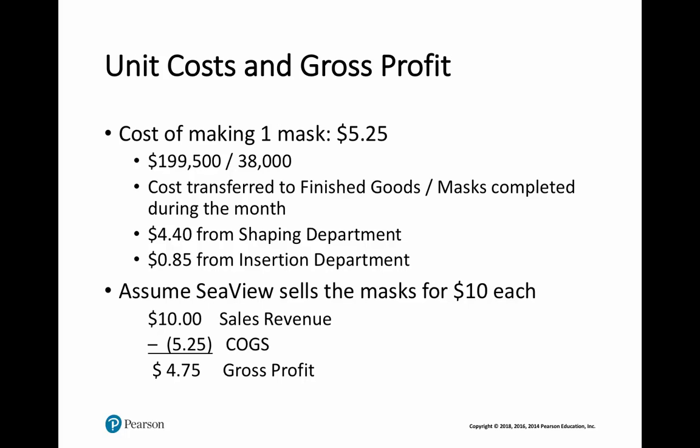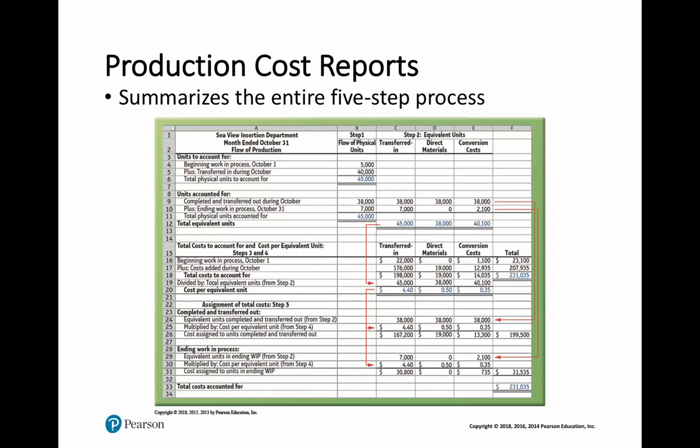So we sell each one for $10. It cost us $5.25 to manufacture that we just calculated above. So our gross profit on each one of our masks, $4.75. All right. So here's our summary.